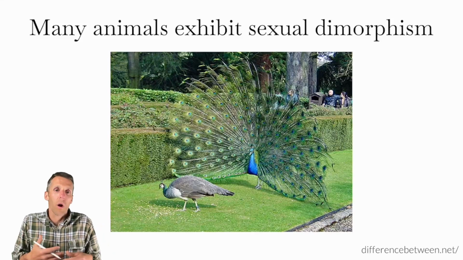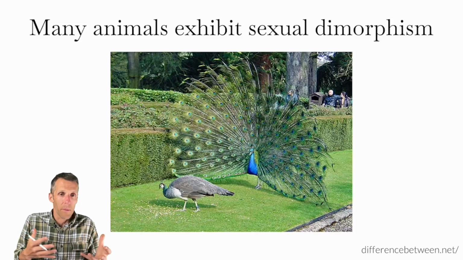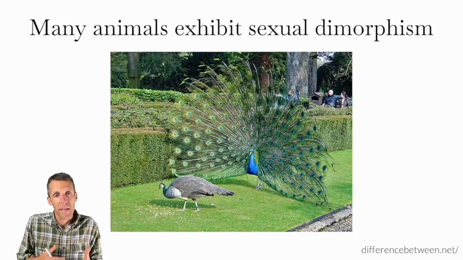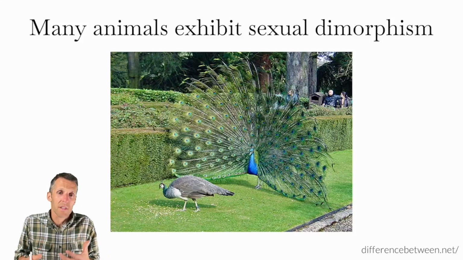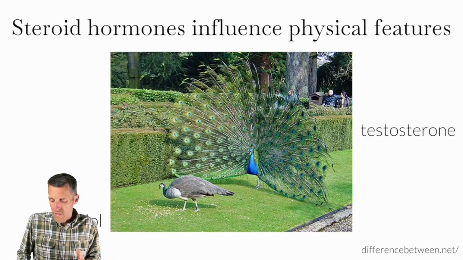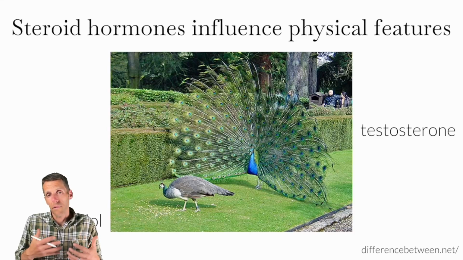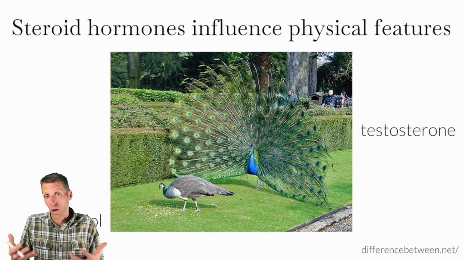So let's introduce our molecules and our biology here. So many animals exhibit sexual dimorphism. This is a peacock and a peahen. They are the same species, yet they look pretty different because of this sexual dimorphism. And at a biological level, much of this difference is actually driven by the level of the hormones testosterone and estradiol. So estradiol is higher in the peahen, testosterone is higher in the peacock.